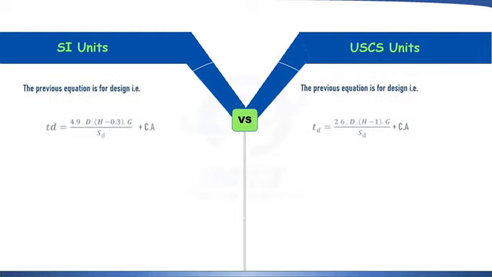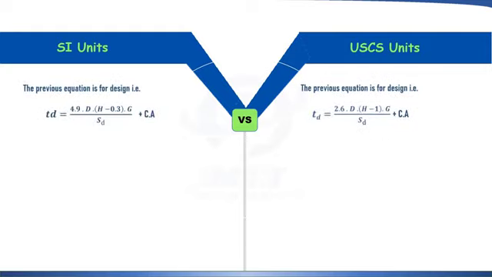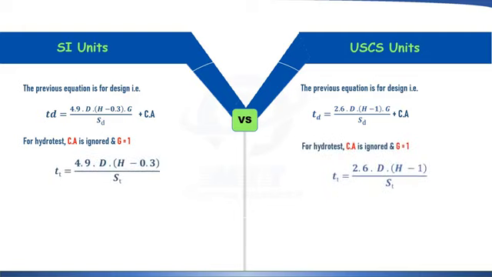The equation provided in the previous slide is for design condition. So stress S is now SD, which is stress at design condition. Now for hydro test condition, or test condition, we have to ignore corrosion allowance because it's in new condition. There is no corrosion for hydro test, and because we are conducting the test with water, the specific gravity of the liquid is 1.